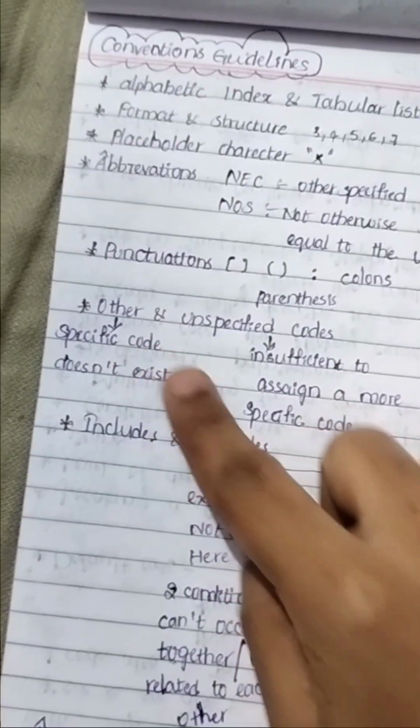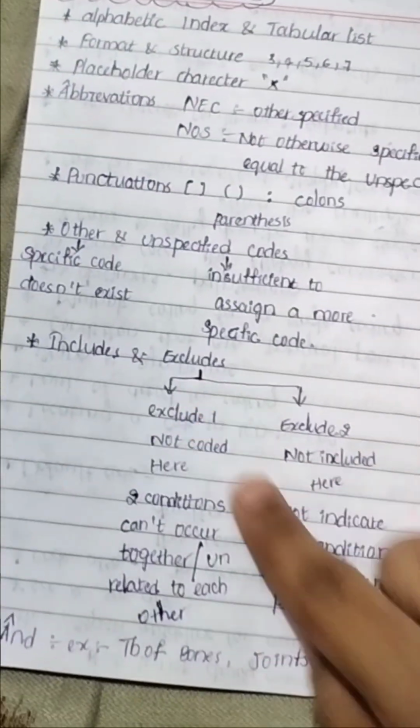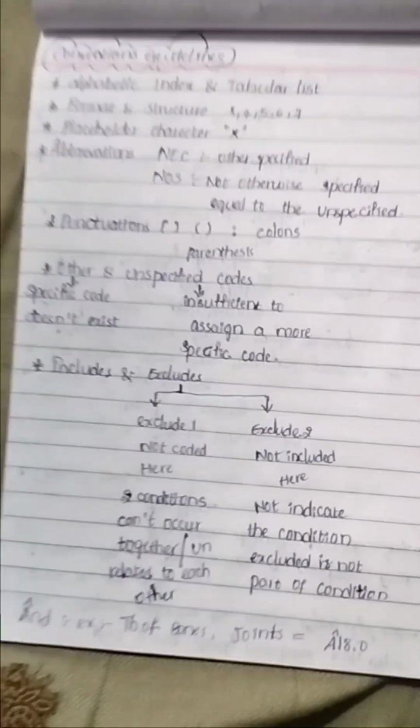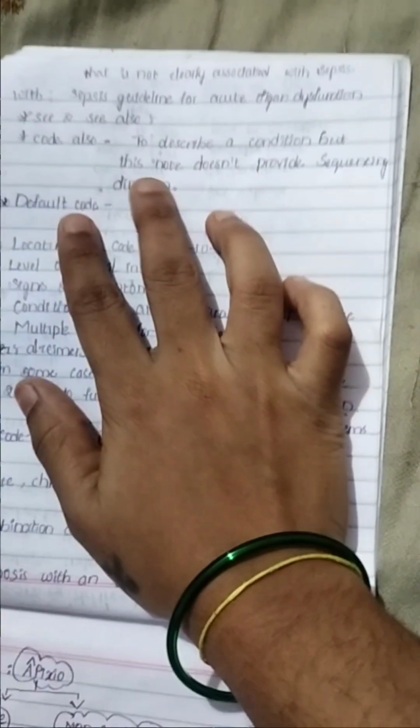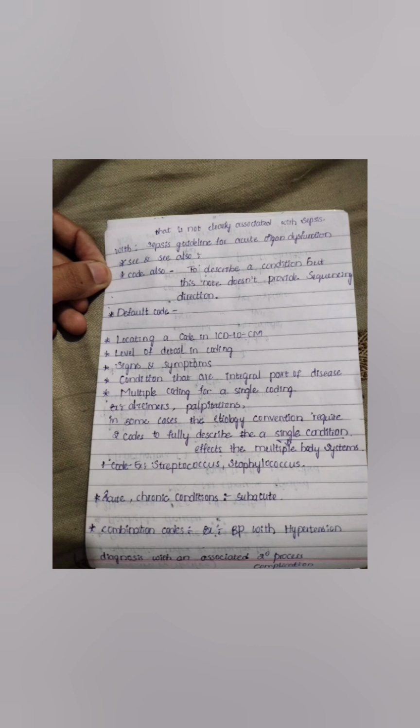Before you code, you have to know some guidelines. We have to follow the guidelines to code the disease. First of all, the convention guidelines include the alphabetic index and tabular list, format, structure, placeholder characters, abbreviations, punctuations, etc.